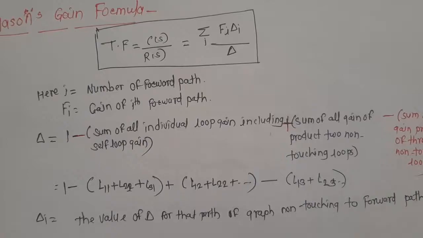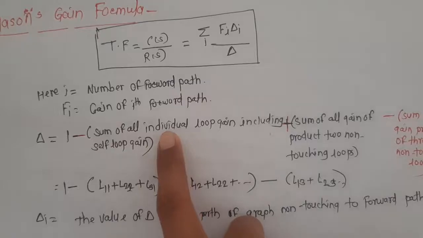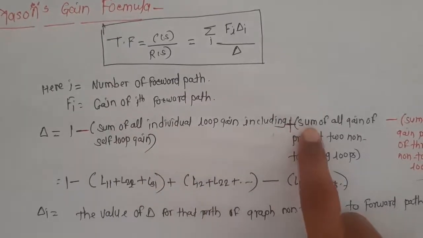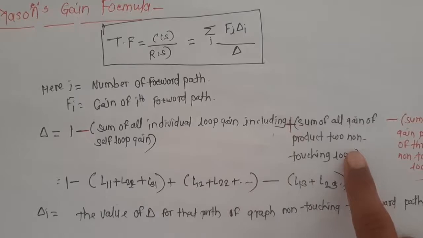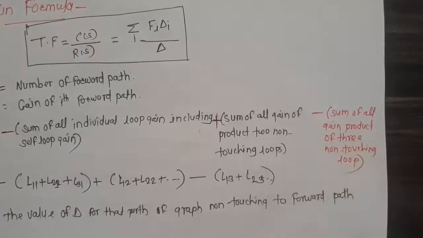Here i is nothing but the number of the forward path, and Fi is nothing but the gain of that ith forward path. Means if there are two forward paths, then there will be two forward path gains. Next, Del is calculated by this formula: 1 minus the sum of all individual loop gains, plus the sum of the gain products of two non-touching loops, minus the sum of the gain products of three non-touching loops.